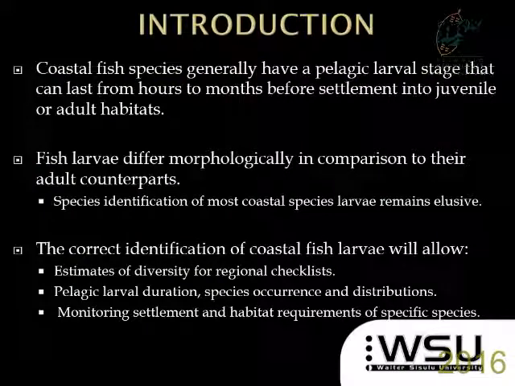Coastal fish species generally have pelagic larvae that last from hours to months before they actually settle in their juvenile or adult habitat. Fish larvae differ morphologically from their adult counterparts, which makes the species identification of most coastal marine larvae remain elusive. The correct identification of coastal fish larvae will allow estimates of biodiversity for regional checklists, pelagic larval duration, and species occurrence and distribution. Also, monitoring settlements and habitat requirements for specific species.